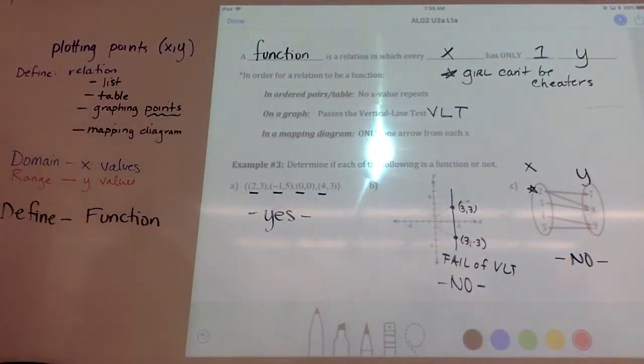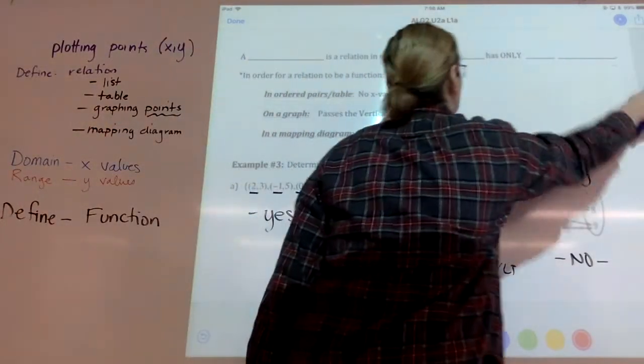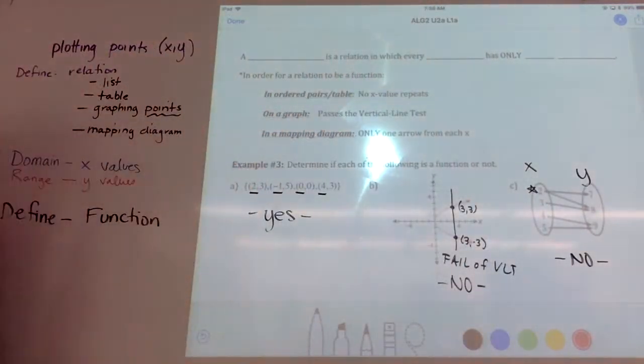You are asked to determine if it is a function. Is it a functional relation? Yes or no? Any questions on that? Girls can't be cheaters. Or rules of society that are different. All right, I'll let you copy that. I was kind of rushing a little bit there, so I kind of get excited when I get there.